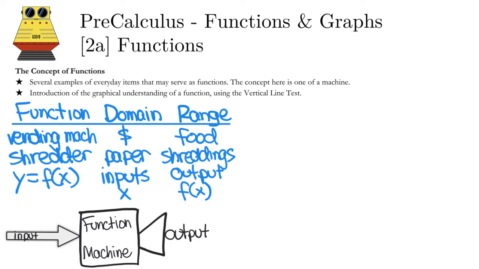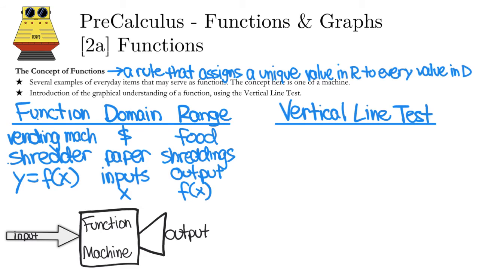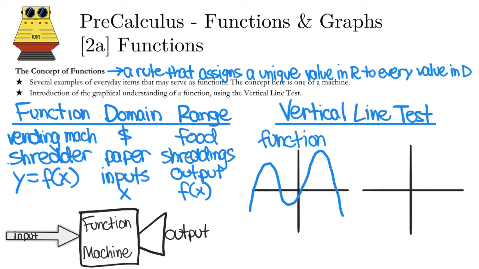Now that we understand what a function is by example, here is a definition of a function. It's a rule that assigns a unique value in R, the range, to every value in D, the domain. When there's more than one value in the range that corresponds to a specific value in the domain, then it's not a function. The nice thing is we could see this graphically and use the vertical line test to verify a function.